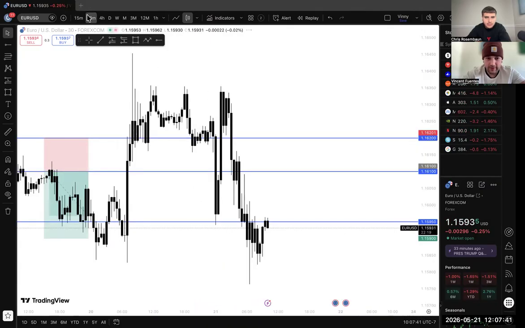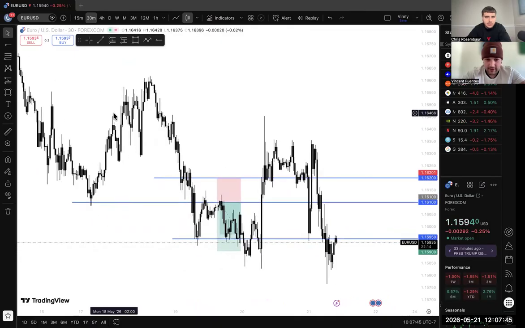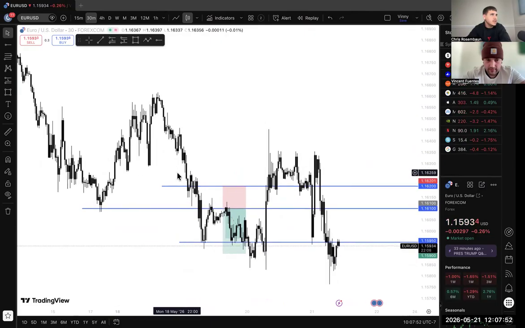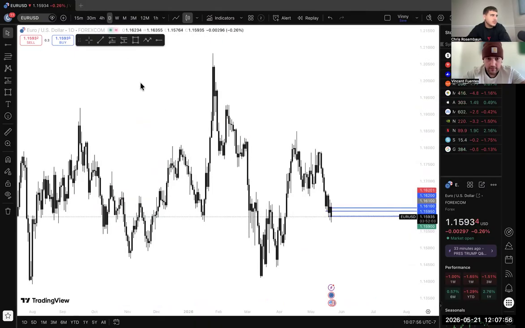So then I went to the 30 minute. Then I think I started marking up on the 30 minute. Yeah, the market is just going in a downward direction. So the 30 minutes is sales also. The daily is definitely sales. It broke all those supports like previously, and it's just down there.